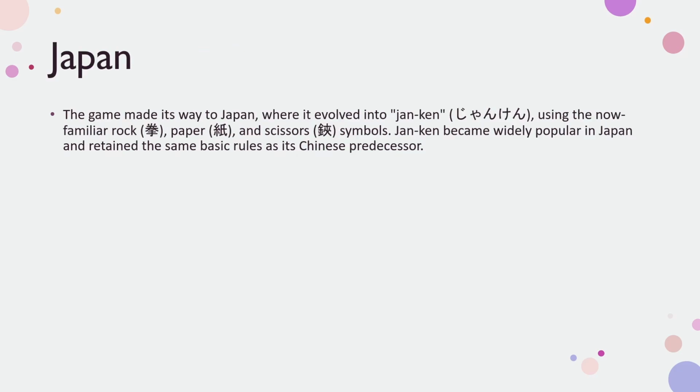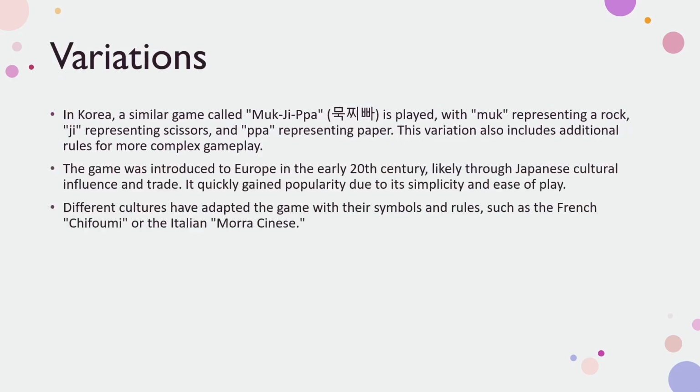The game made its way to Japan, where it evolved into Janken, using the now familiar rock, paper, and scissors symbols. Janken became widely popular in Japan and retained the same basic rules as its Chinese predecessor. In Korea, a similar game, Mukjipa, is played, with Muk representing a rock, Ji representing scissors, and Pa representing paper. This variation also includes additional rules for more complex gameplay.